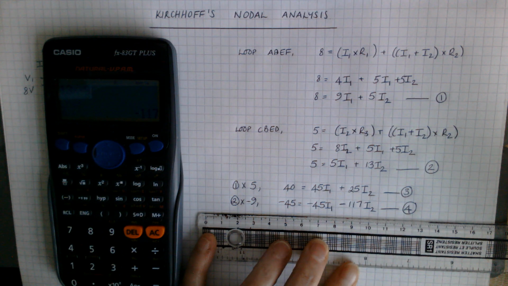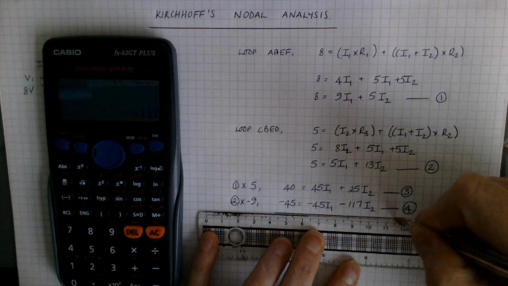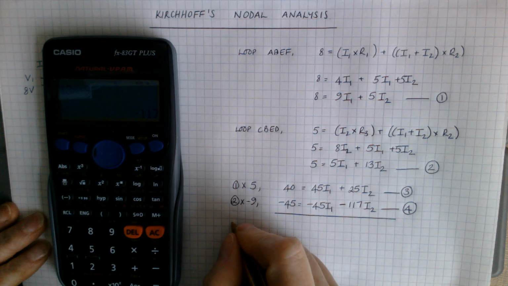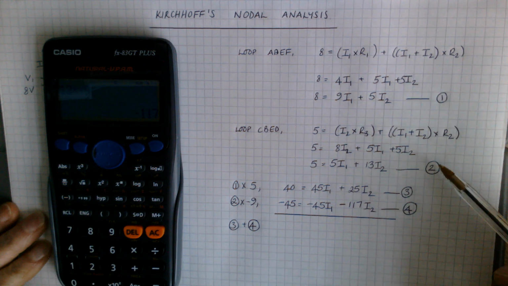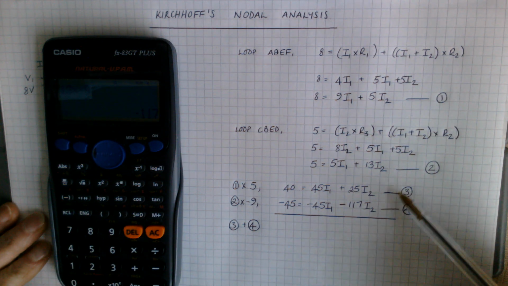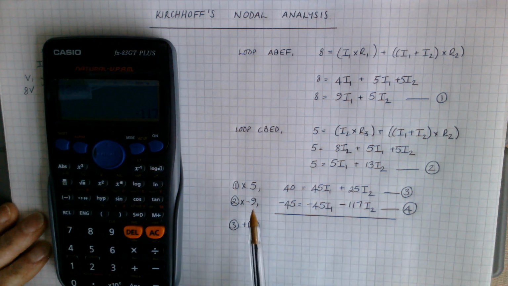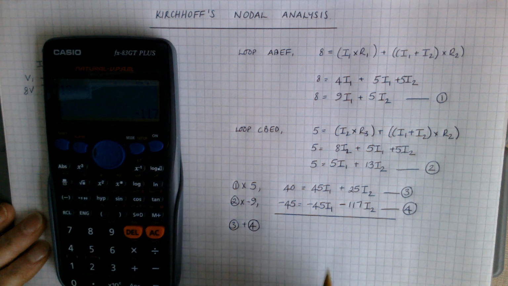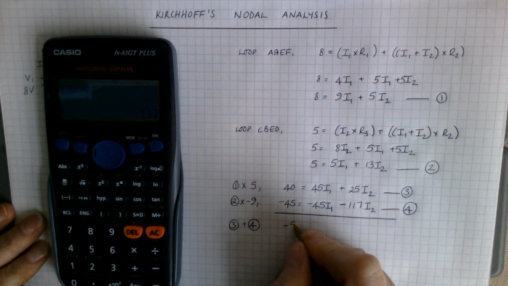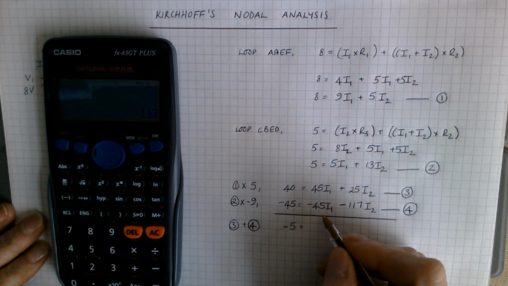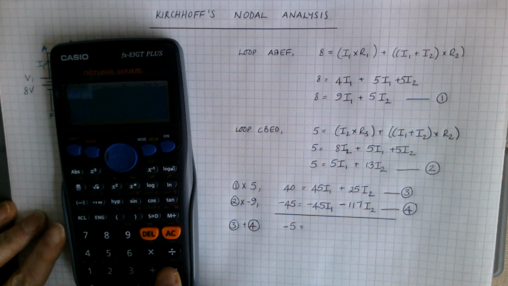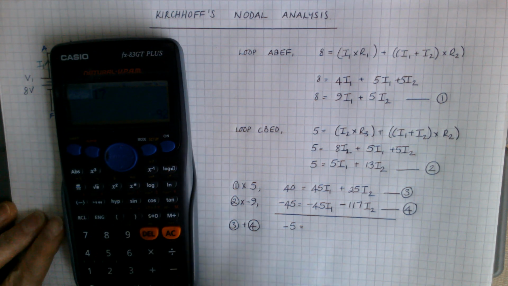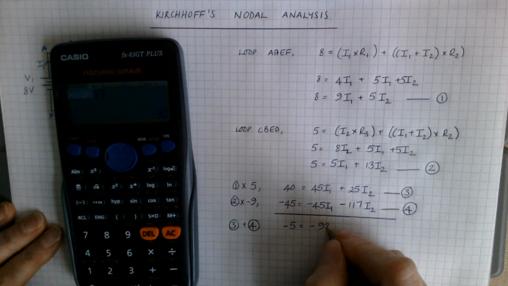Now I'm going to add these two equations together. So I'm going to add equation 3 and equation 4. And you'll notice when I'm referring to equations, I put my numbers inside these circles, just so that I know that they're references. And when I'm using actual numbers to multiply, I use the number on its own. So 40 plus minus 45 gets you negative 5. 45 plus minus 45 gets you 0, that cancels out. And then I've got 25 plus minus 117 gets me negative 92 I2s.